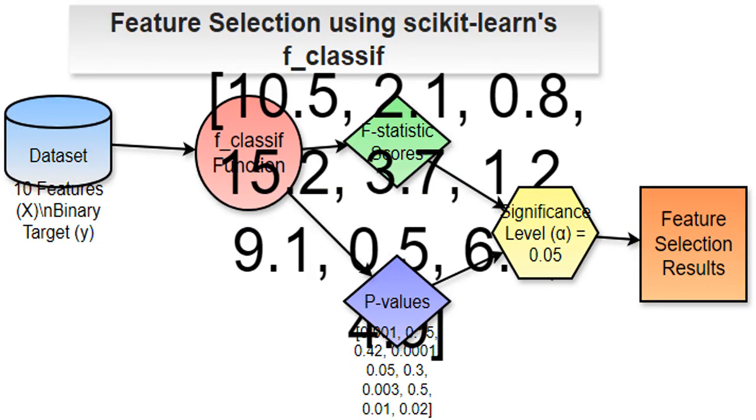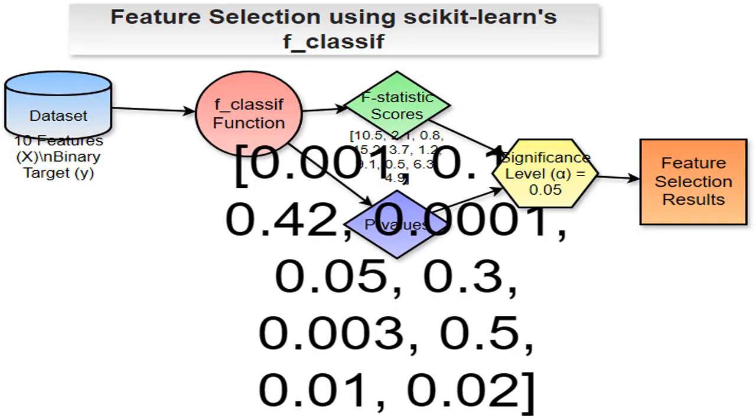These are the f-statistic scores that f_classif calculated for each of my 10 features. Each score represents how much that feature helps explain the variations in my target variable. These are the p-values, corresponding to the f-statistic scores. They tell me the probability of seeing such high f-scores by pure chance if the feature is actually unimportant. A low p-value is good. It suggests that a feature is really important.